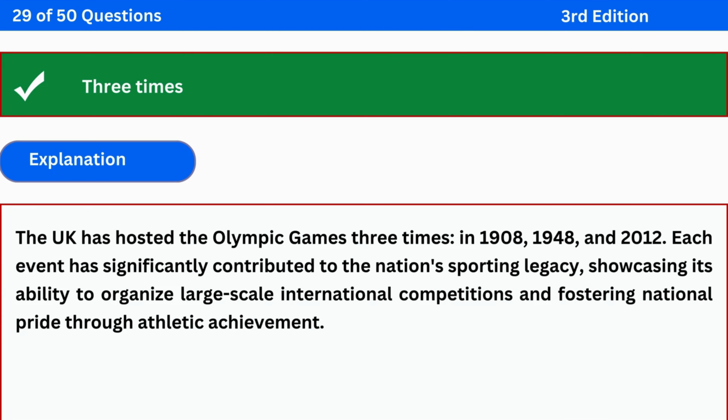The correct answer is 3 times. Explanation: the UK has hosted the Olympic Games 3 times, in 1908, 1948, and 2012. Each event has significantly contributed to the nation's sporting legacy, showcasing its ability to organize large-scale international competitions and fostering national pride through athletic achievement.